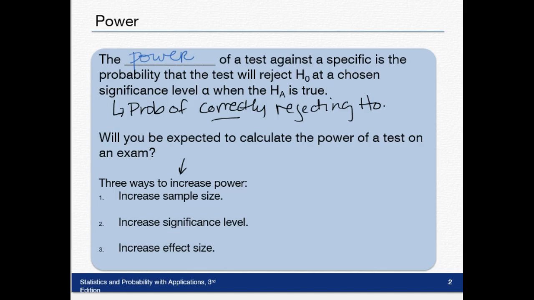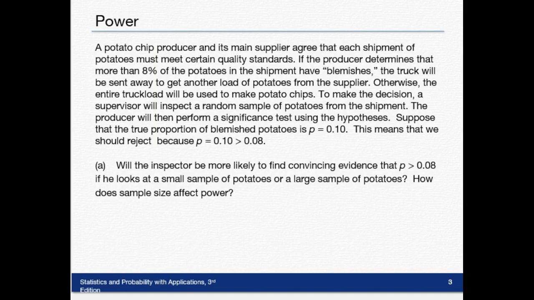So the best way to model this for you is through examples. So here's the scenario. A potato chip producer and its main supplier agree that each shipment of potatoes must meet certain quality standards. If the producer determines that more than 8% of the potatoes in a shipment have blemishes, the truck will be sent away to get another load of potatoes from the supplier. Otherwise, the entire truckload will be used to make the potato chips. To make the decision, the supervisor will inspect a random sample of potatoes from the shipment.